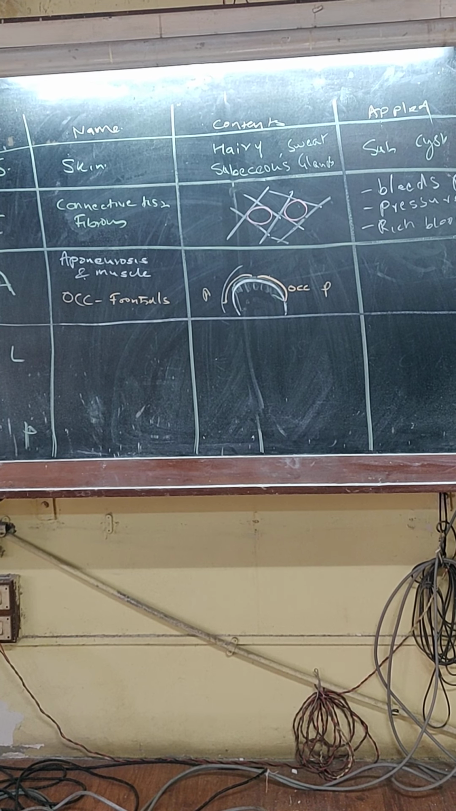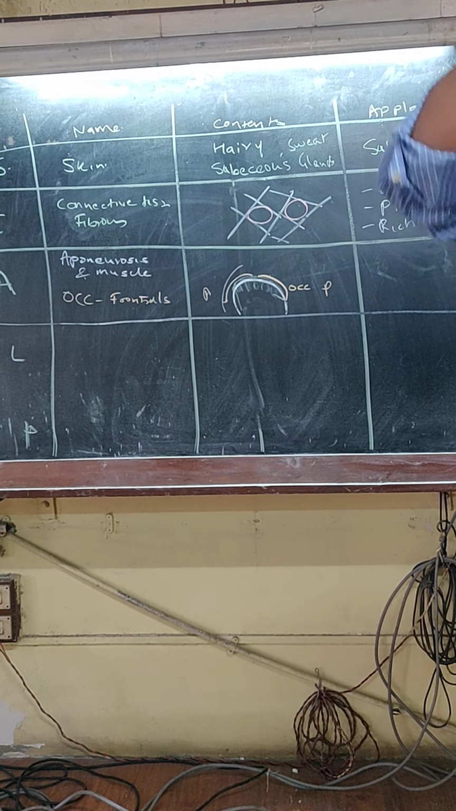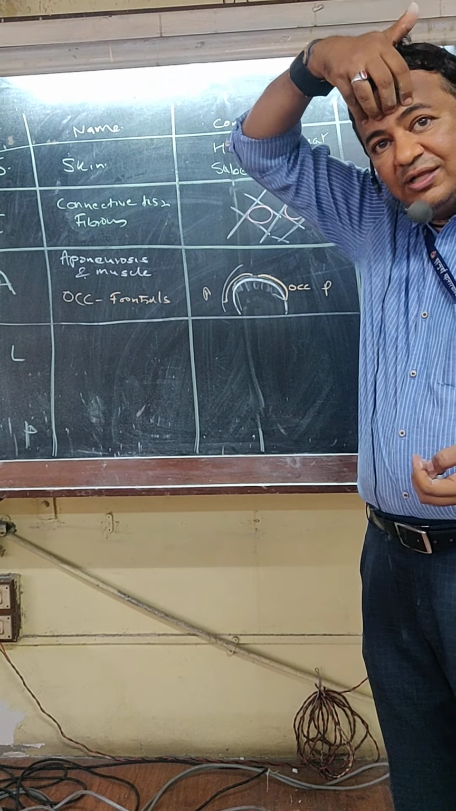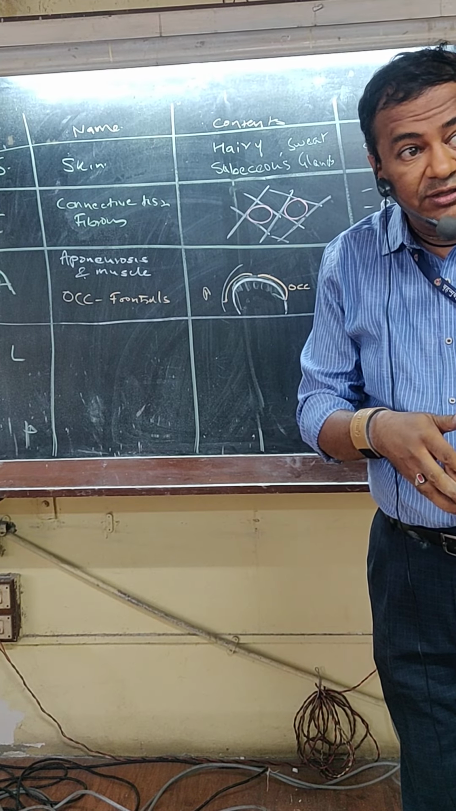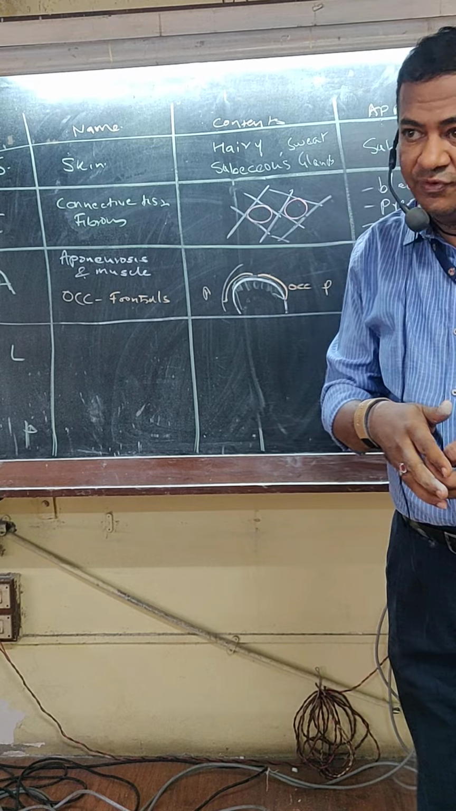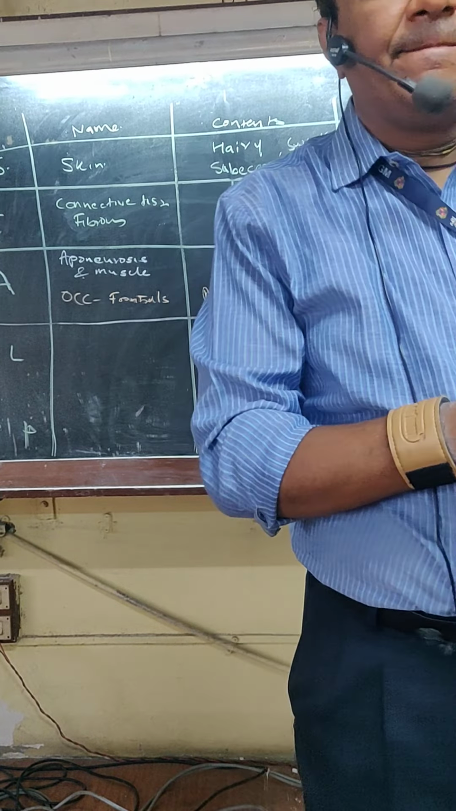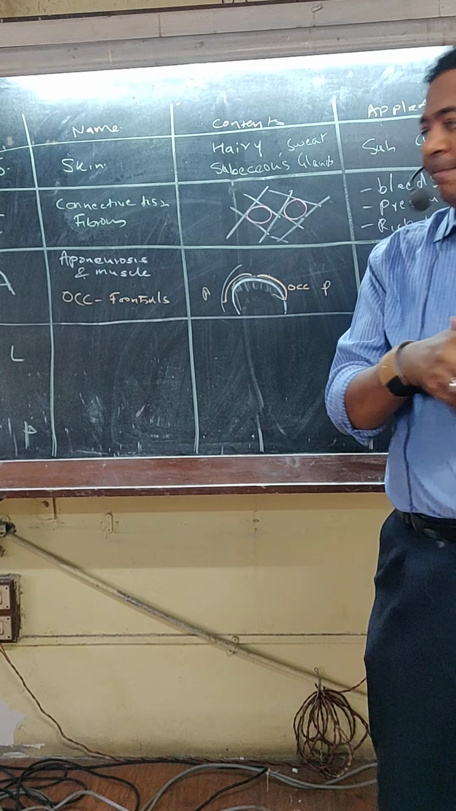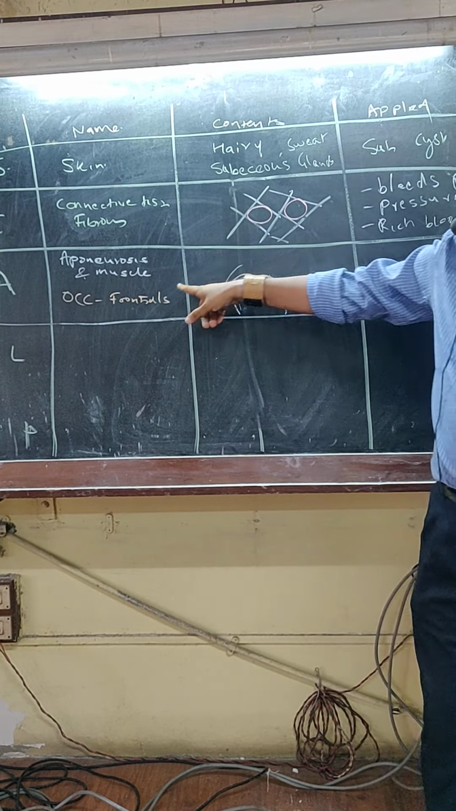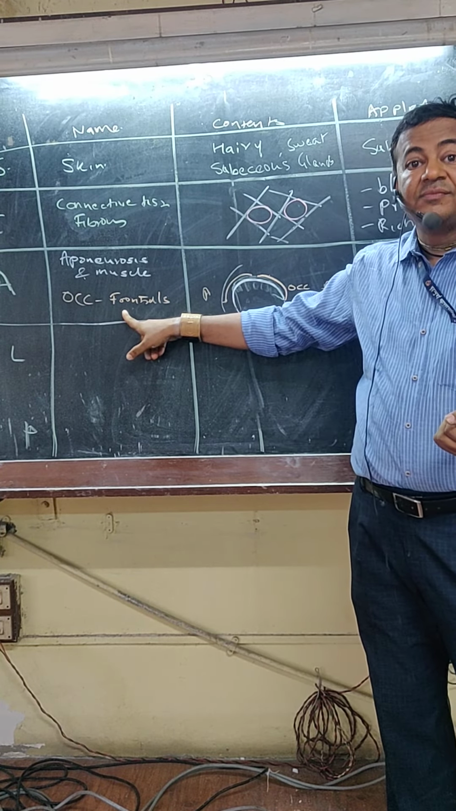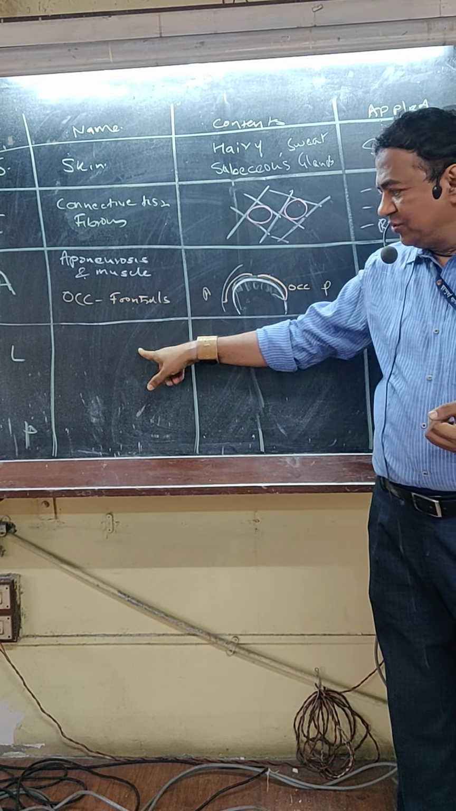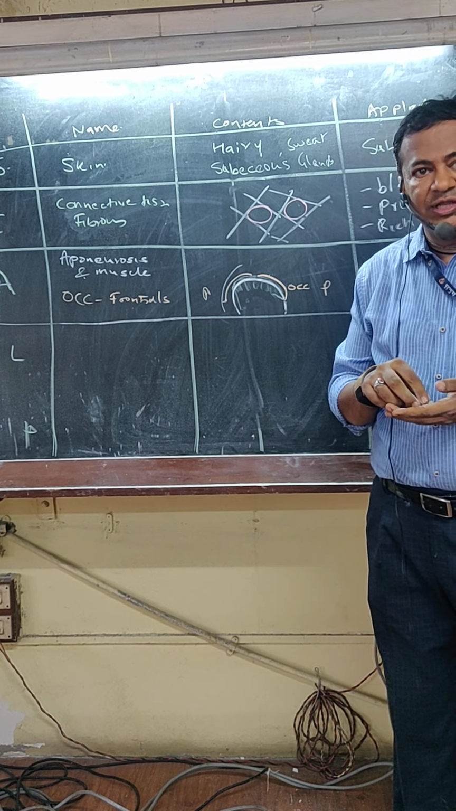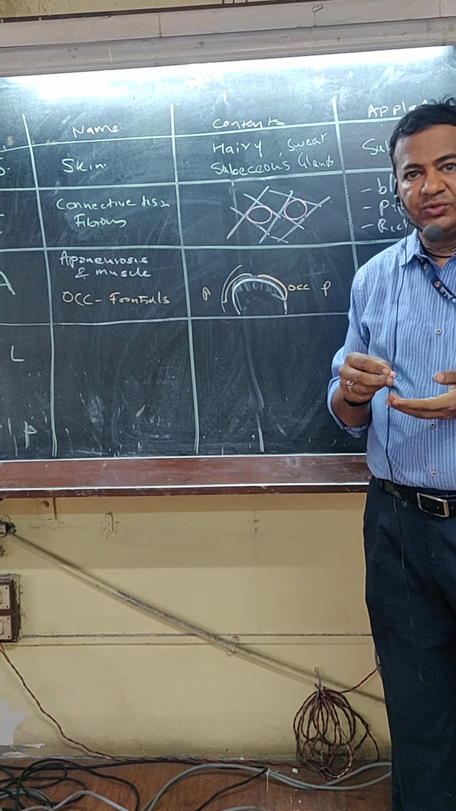The frontal belly of the occipitofrontalis muscle doesn't get attached to the skull, but gets attached to the skin, and that's why we can move the skin of the forehead. Okay? You are with me on this? Which layer are we discussing? Third layer. What will be below it? Fourth layer, which is loose areolar tissue.